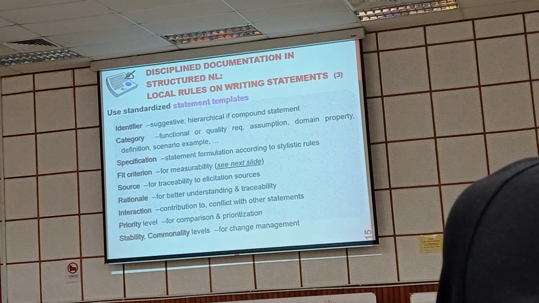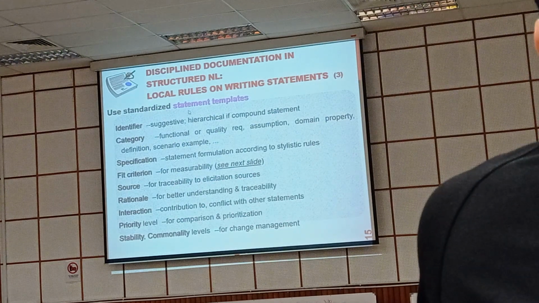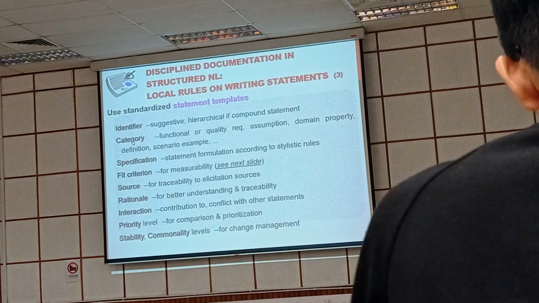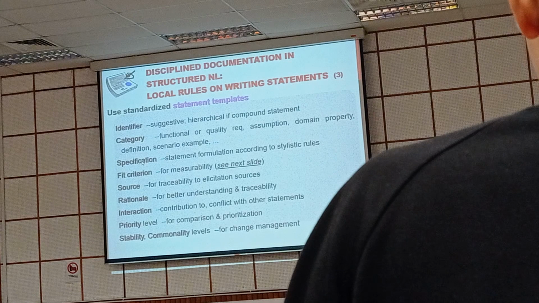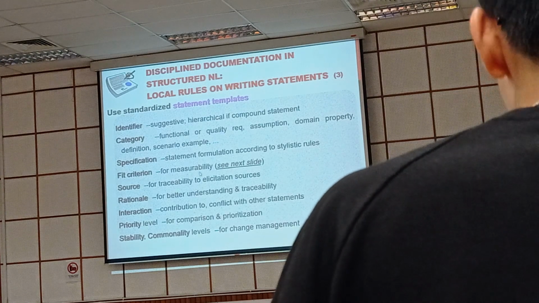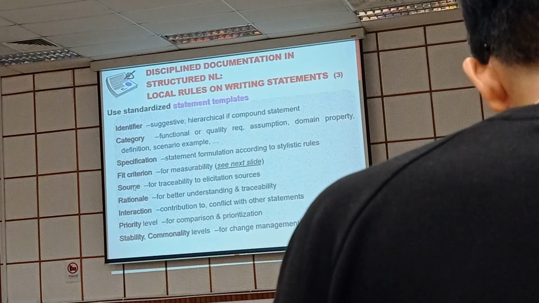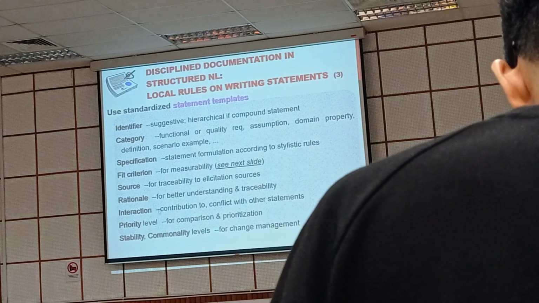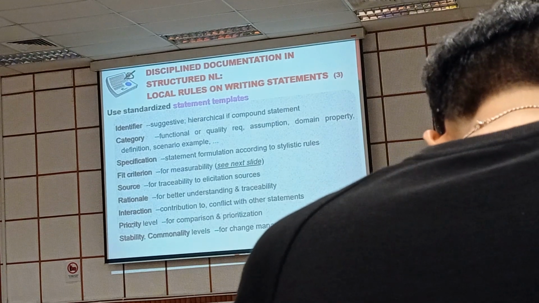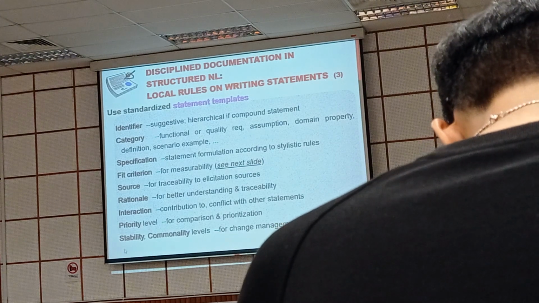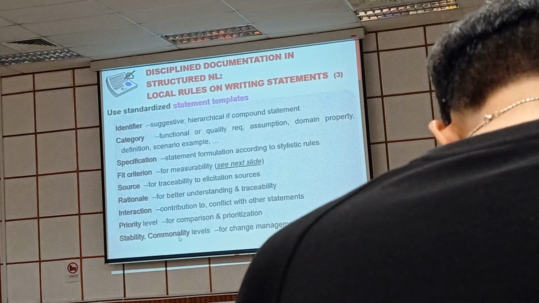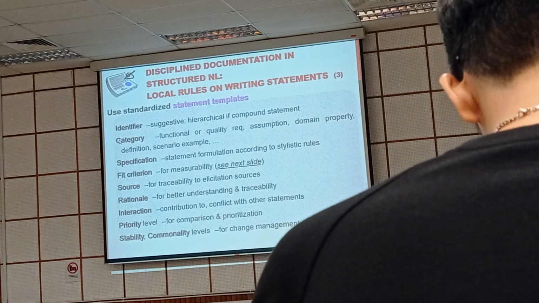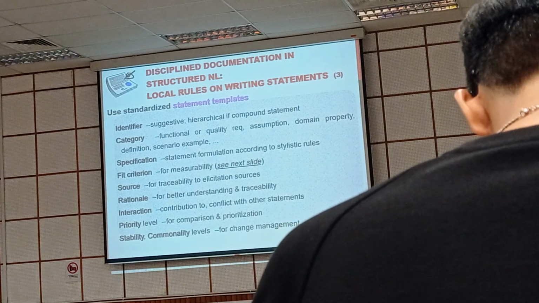How to use a standardized statement template? You must have an identifier. You should have the category. You must have the specification and fit criterion, either measurable or not measurable. Source, rationale, the reason, the understanding, traceability, and so on. Interaction, priority. Priority can also be attached. Stability and commonality. So all this can be given for a proper standard requirement statement.